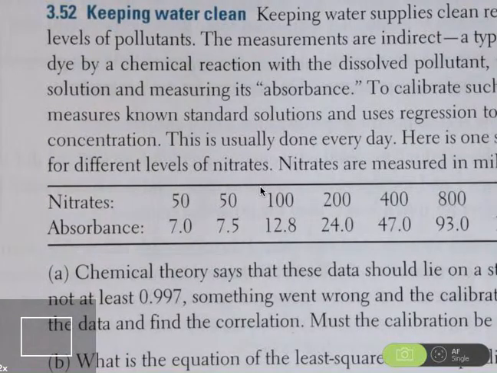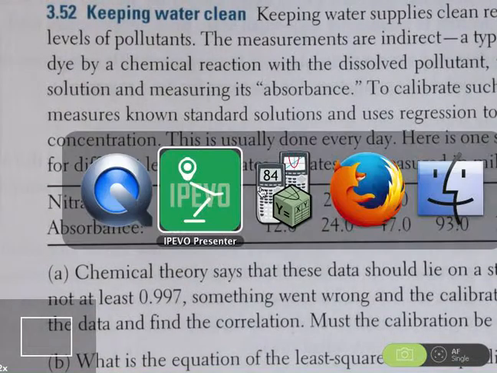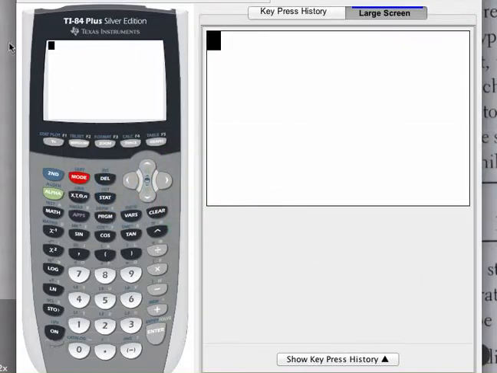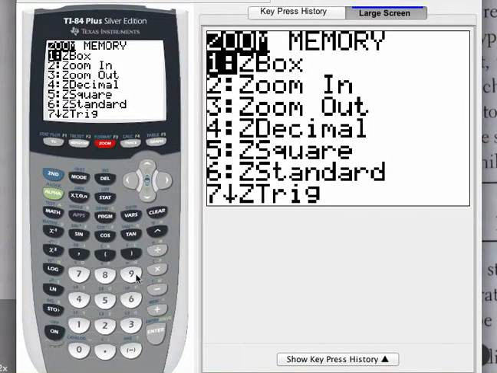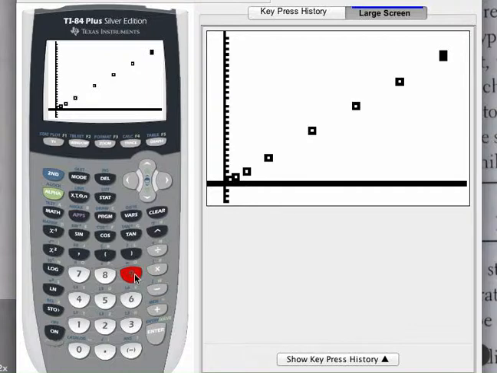So in part A, we're supposed to determine if the calibration needs to be done again, and we need a correlation above 0.997 in order to determine whether or not that's required. So we should plot the data and look at the correlation. I've already got my plot set up, so I'm just going to press zoom 9 in order to take a look at the scatter plot, and it is indeed positive, it is indeed linear, and it's quite strong.